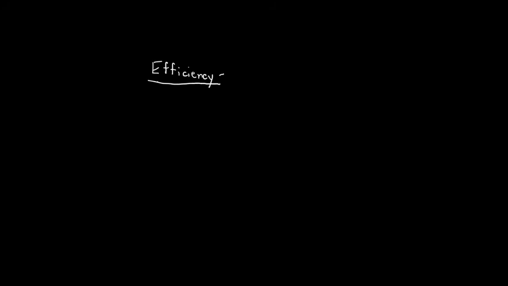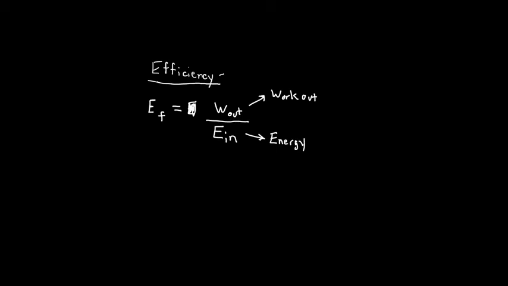If we actually want to apply how much energy we're getting out of something, we can quantify how well some object, some piece of machinery, is working with something called the efficiency. E sub F, and we call this efficiency, is equal to the amount of work that you get out, so how much actual useful energy you're getting out, divided by the amount of energy that you're putting in. So work out, or energy out, divided by the energy that you put in. This ratio will tell you how efficient your system is.